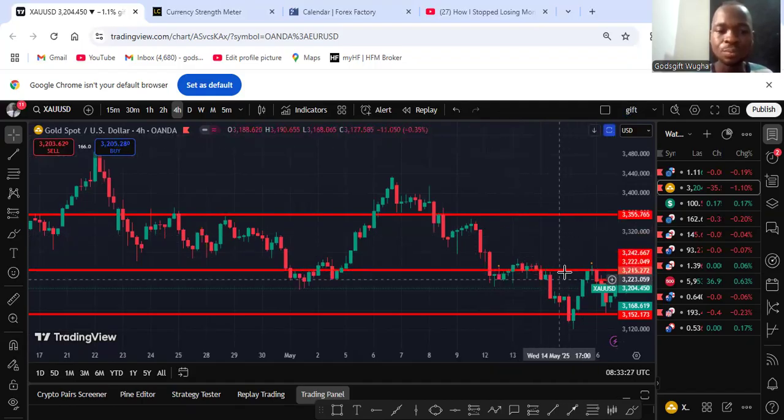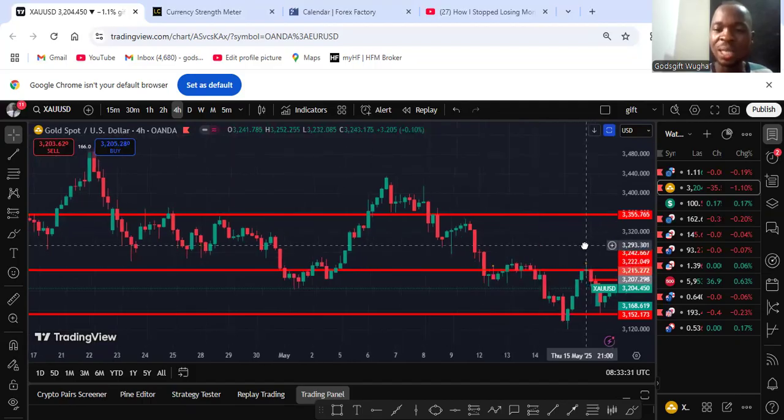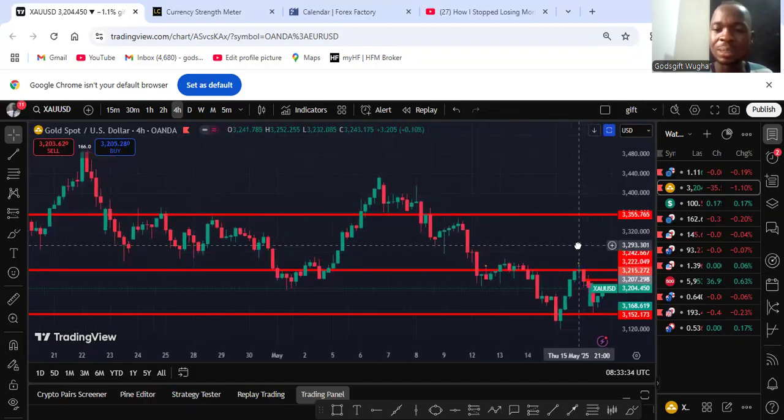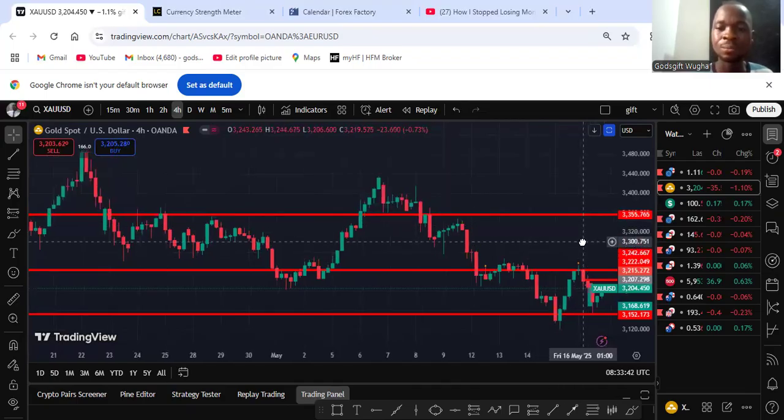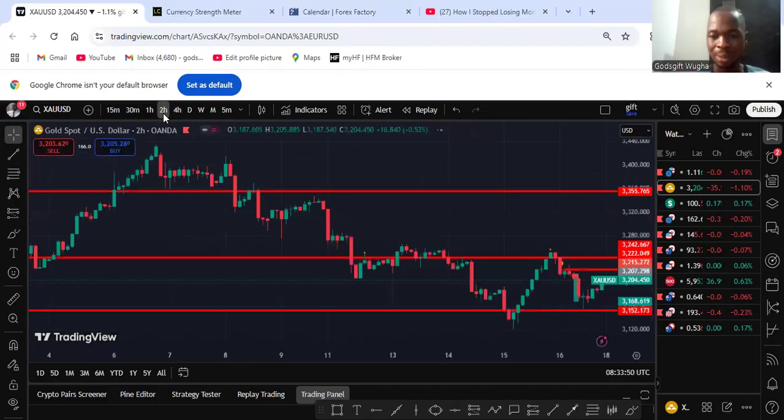So what did the market do when it touched there? Look at what it did. It respected it, came down, and this is a 4-hour evening star candle. Now, should you pull the trigger yet? You still wait. You come down to the 2-hour time frame.